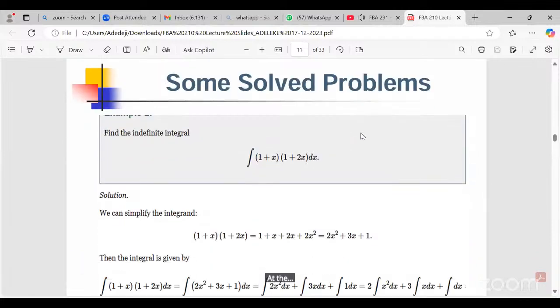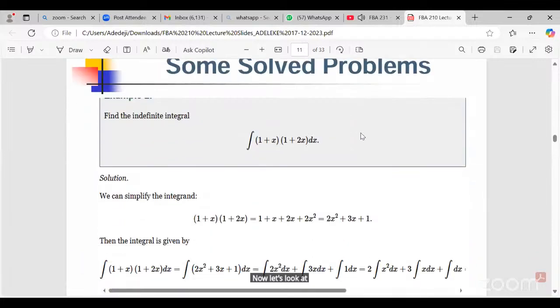Now let's look at some problems that will require us to apply the two properties. So we have to integrate 1 plus x times 1 plus 2x. You will agree with me that we have two functions, 1 plus x and 1 plus 2x. So these two functions are multiplying each other.